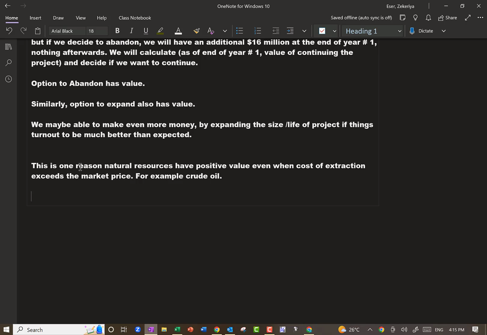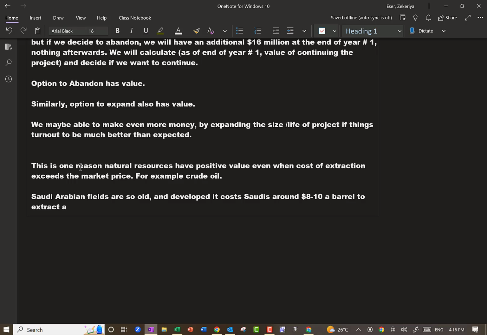Depending upon where you're extracting your oil, it costs a lot of money to extract it. For example, Saudi Arabian fields are so old and developed, it costs Saudis around $8-10 a barrel to extract a barrel of oil.